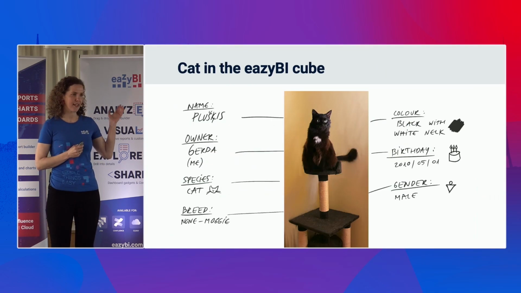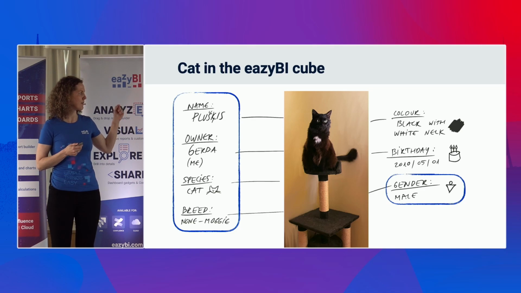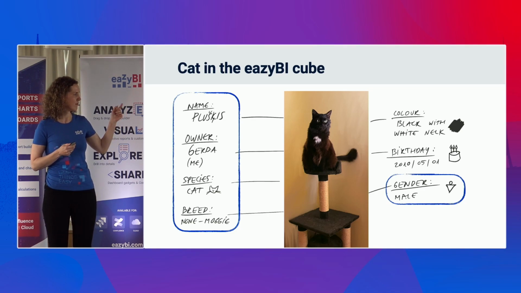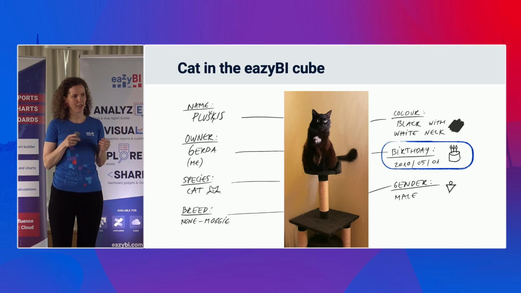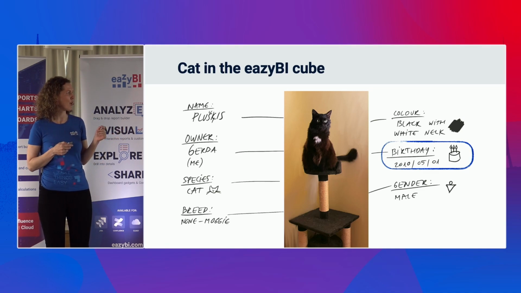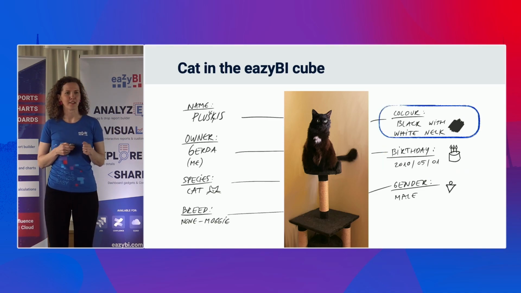And if we take, again, the model plushies, then the dimensions would be name, owner, species, breed, and gender. Birthday, I can import as a measure. I will show you how we can import the data as a measure. And the property is color.